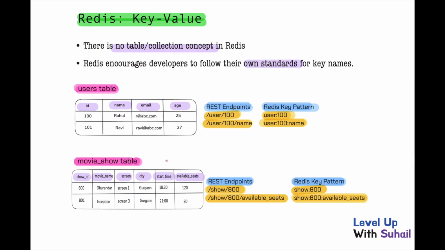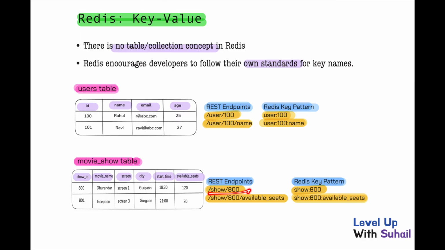So let's take one more example. Let's say a movie show table. For example, in Book My Show, you book particular seats for a particular show at a particular time. For simplicity, let's say there is a database table, the movie show table, which has the following columns: the show ID, movie name, screen, city, start time, and available seats. Now there could be other services which would need these details. So how would you expose the REST endpoints?